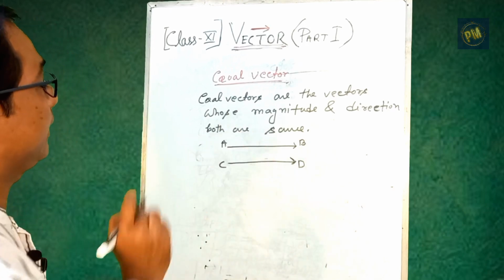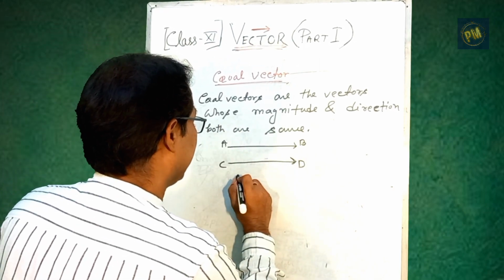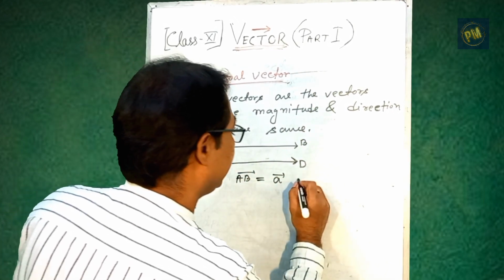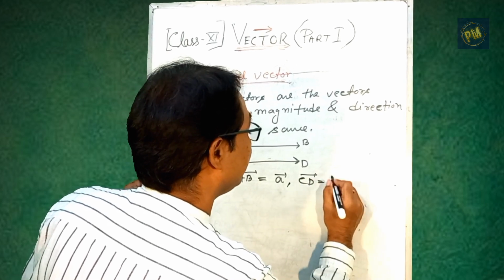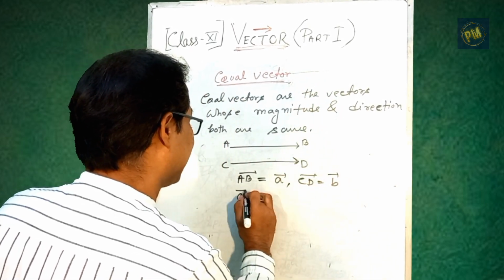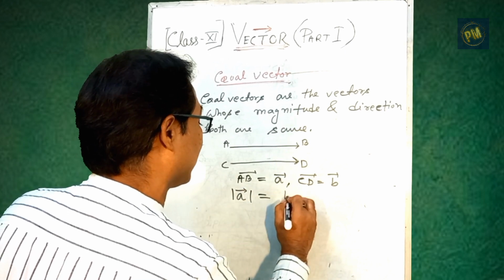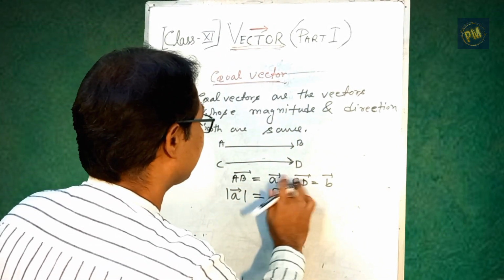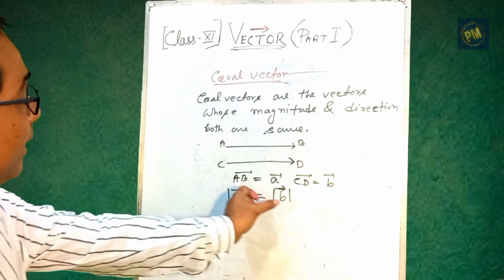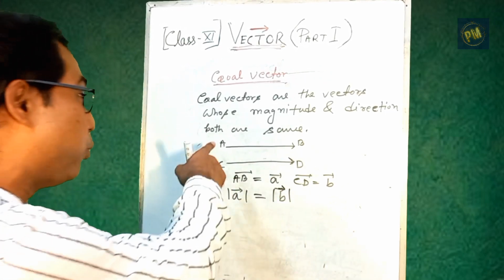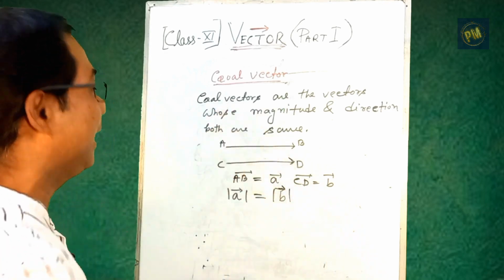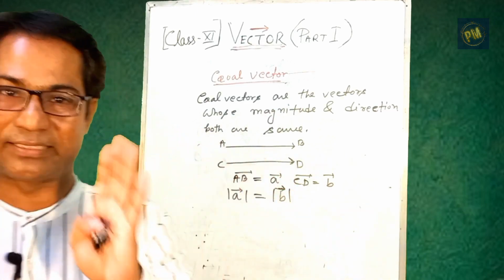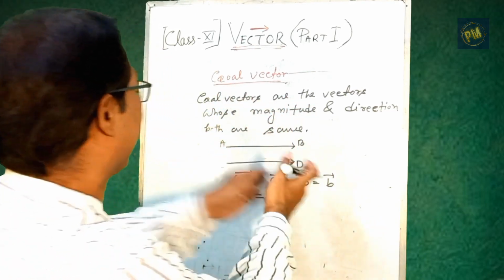C is the tail and D is the head, such that AB is equal to vector A and CD is equal to vector B, such that both have the same magnitude. Mod A is equal to mod B, that is, both AB vector and CD vector have the same magnitude, and both have the same direction. Same direction means the angle between the two vectors is 0 degrees. Then we can say that both AB and CD are equal vectors.